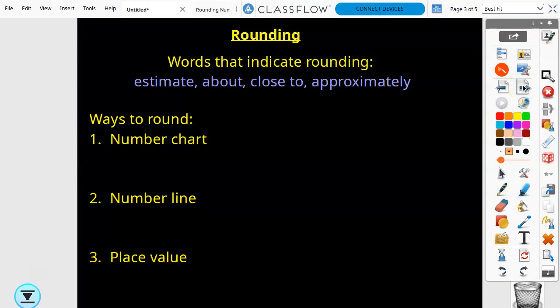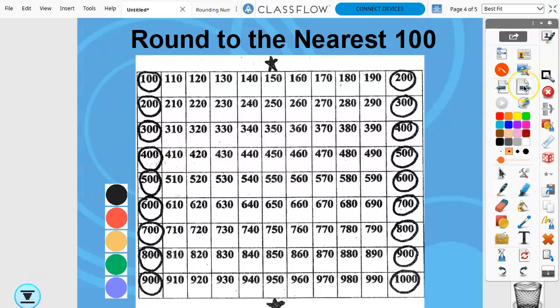Now let's take a look at rounding to the nearest 100. Same thing here. Estimates, about, close to, approximately, those words will help you find out that you're rounding the numbers. Number chart. If you use a number chart, it's right here.